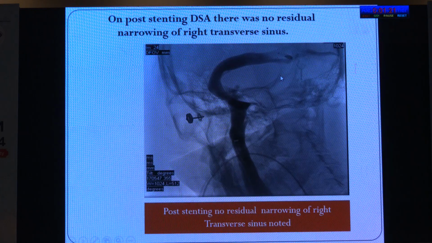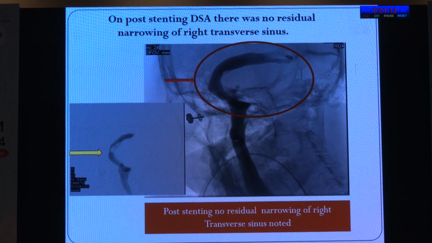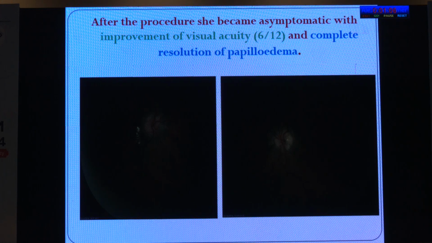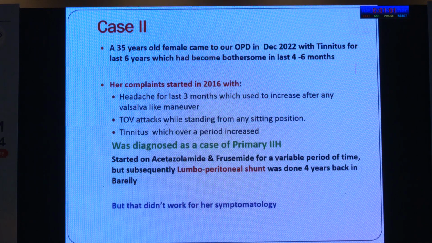So post stenting, you can see very well over here, the transverse sinus is now patent, and the pressure gradient came down to less than 10 millimeter of mercury. This was the pre-op picture, and on the right side is your post-op picture. This is how the papilledema resolved, but optic atrophy has ensued, and this is how the RNFL decreased.